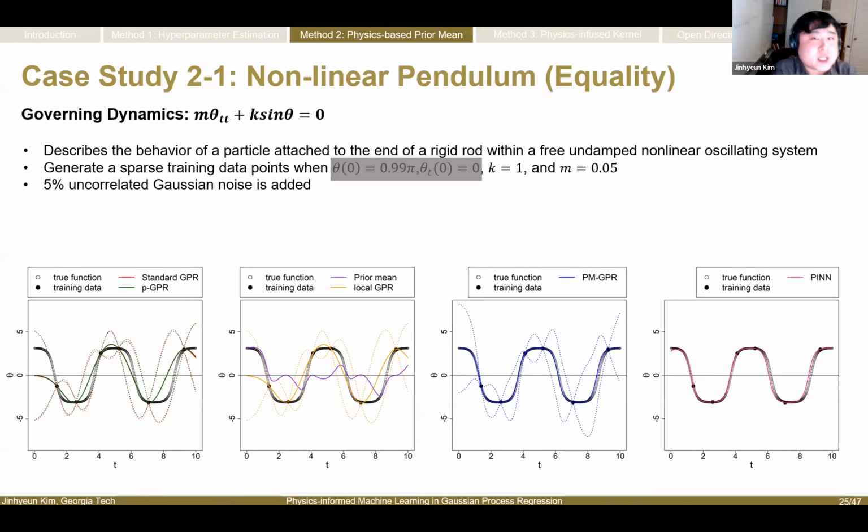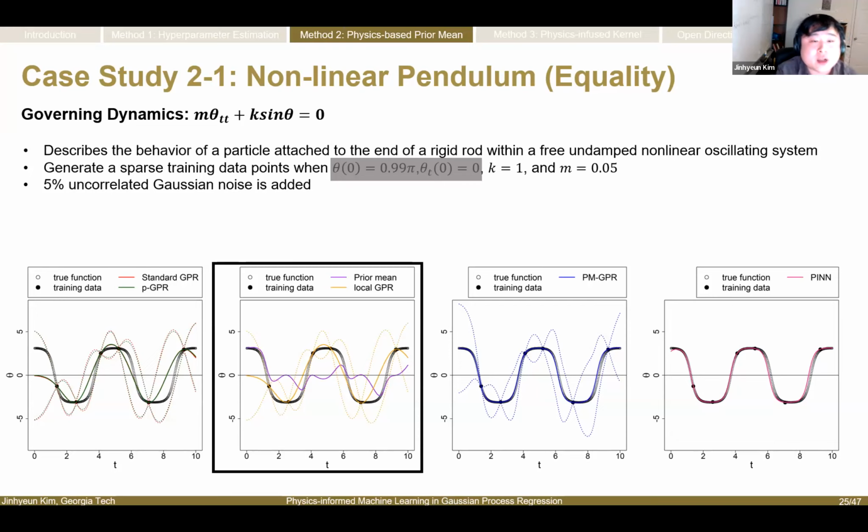Next, we consider the nonlinear pendulum as an equality constraint. We generate sparse training data points for the given initial conditions, which we assume unknown, and add 5% uncorrelated Gaussian noise. Here as well, the prior estimated by the PINN interactively with GPR is very good to capture the discrepancy between the local GPR model and the true dynamics, which results in the blue line, which can successfully capture the true dynamics of the system. Here as well, the vanilla PINN solely is very good at predicting, discovering the true dynamics.